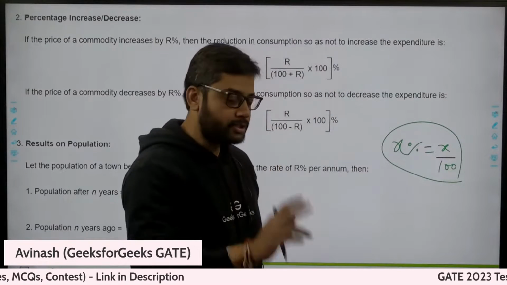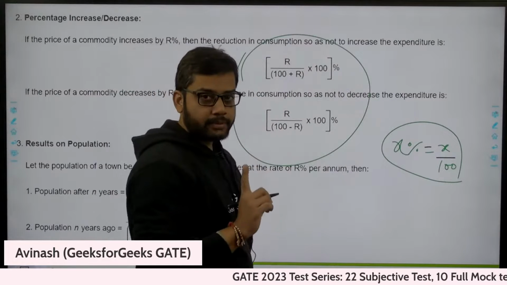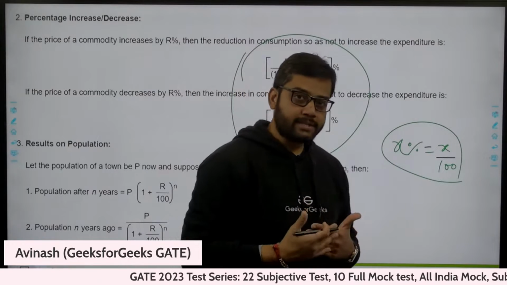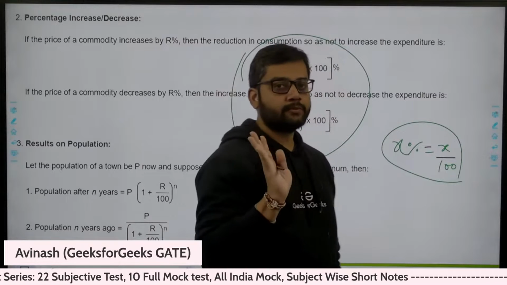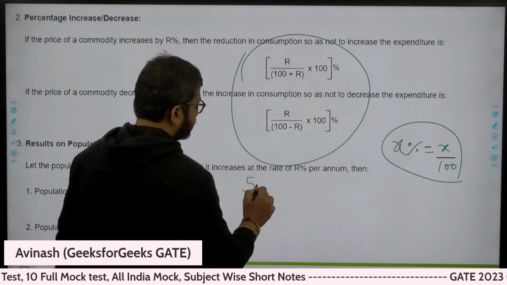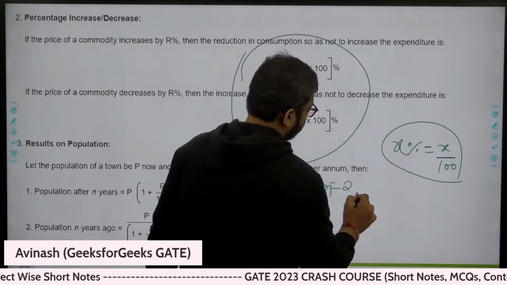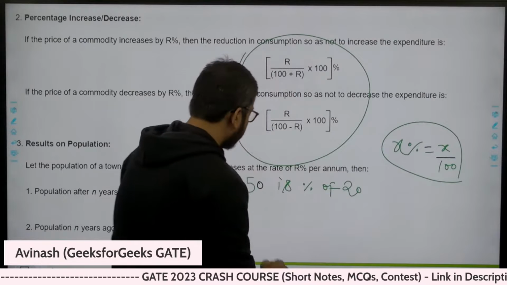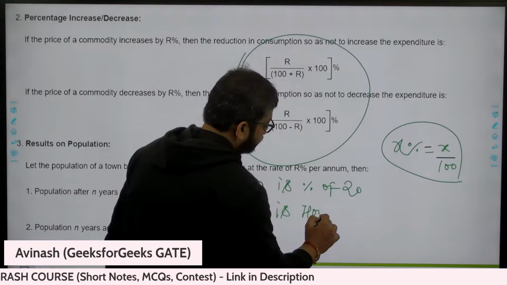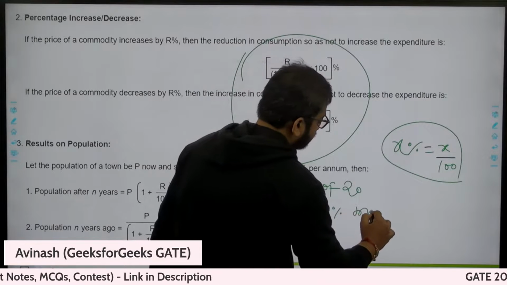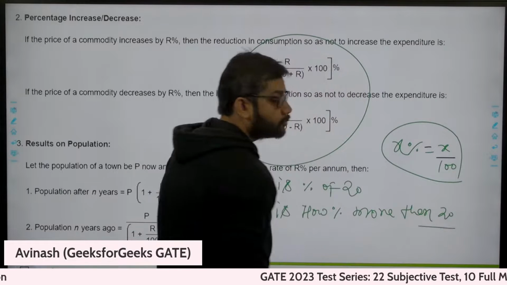I'm going to tell you only two things. Suppose this is the general formula I have written; either you remember this, okay? Suppose I'm asking two types of questions. 50 is how much percentage of 20? This is one type of question. Second, 50 is how much percentage more than 20? These two are different questions.